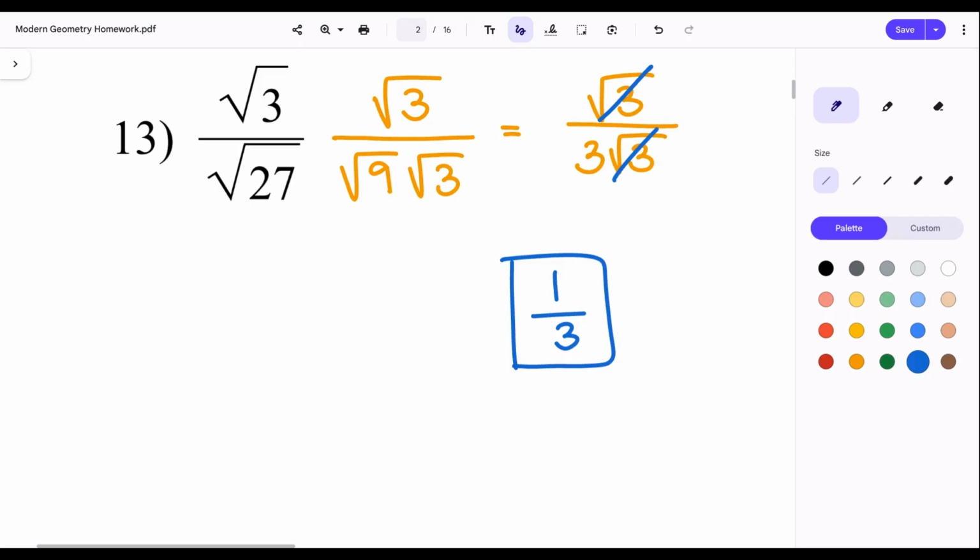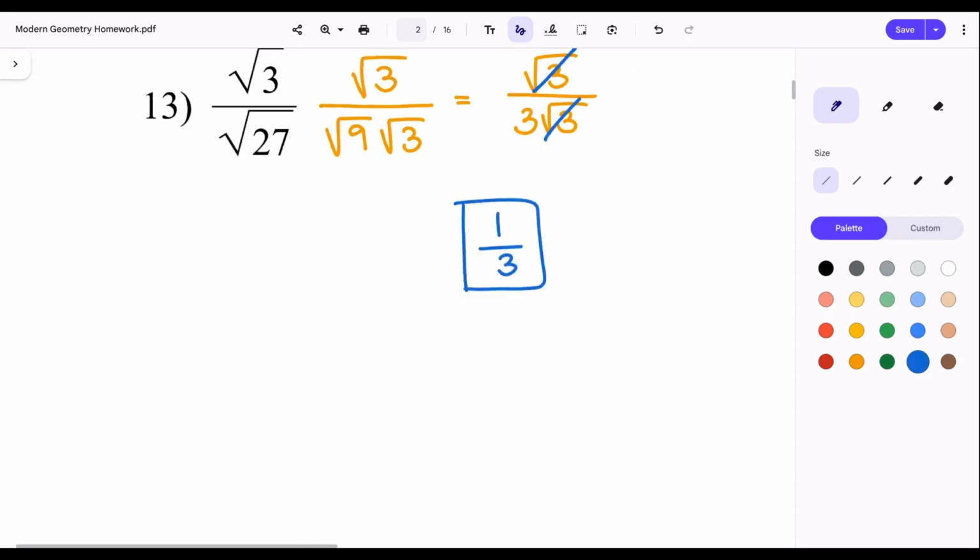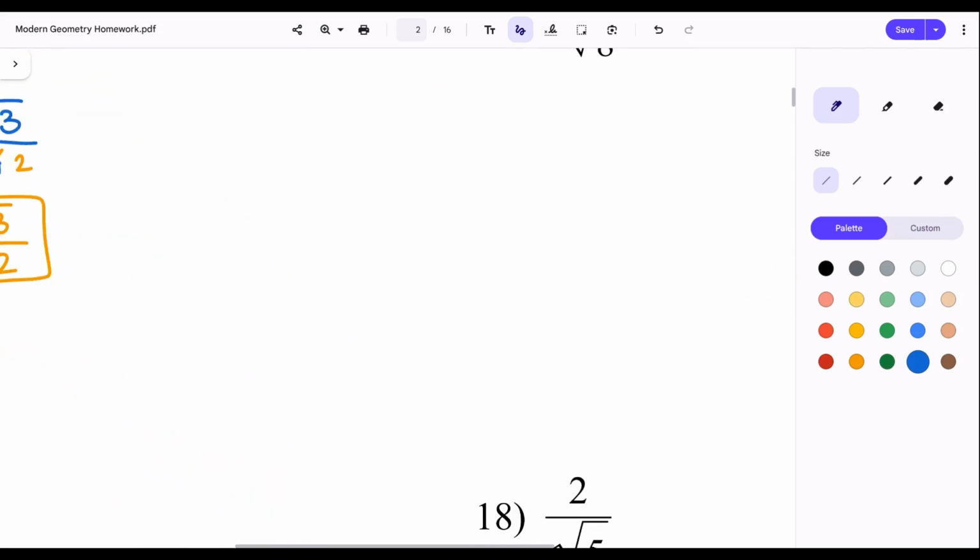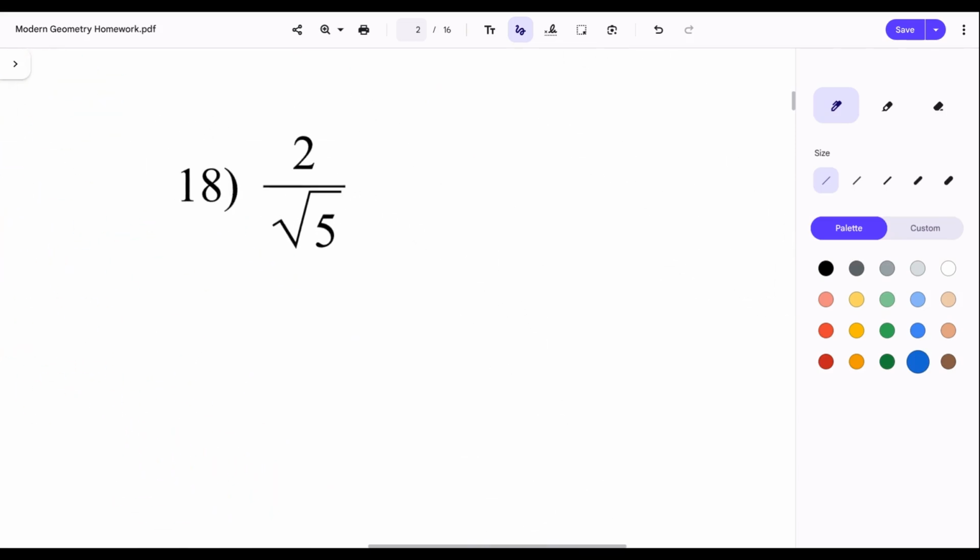All right, I know I said I was going to do 2. I'm going to do one more. Sorry, I lied. I'm going to go to number 18. This is the last one I'm going to do with you guys, and then I'm going to give you time to work. All right, we have 2 over the square root of 5.